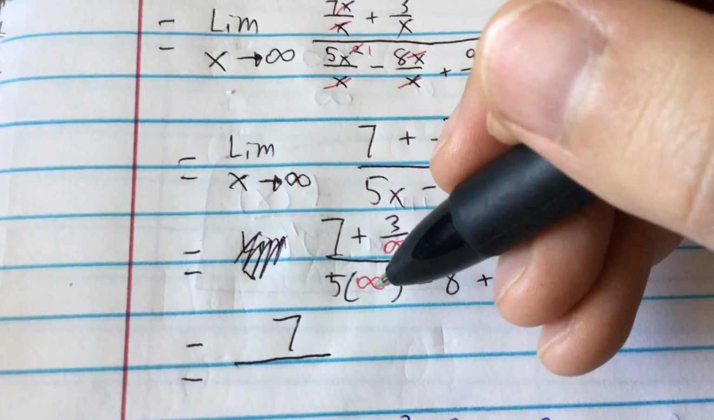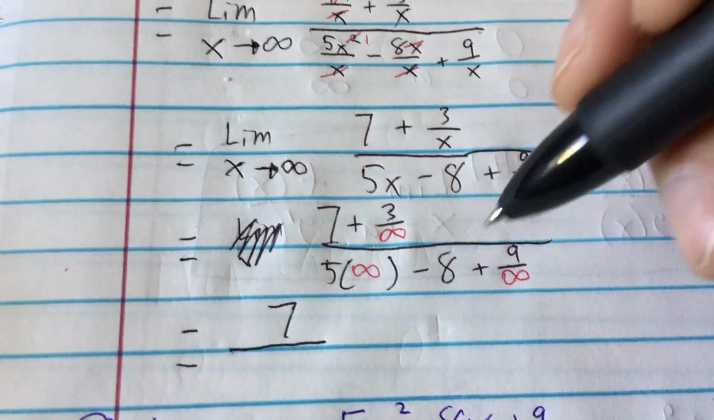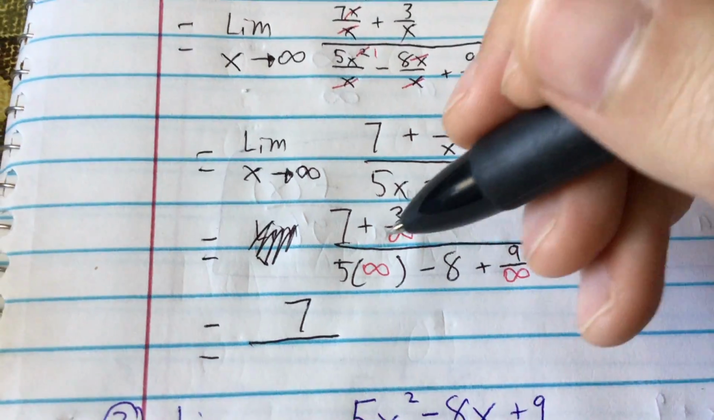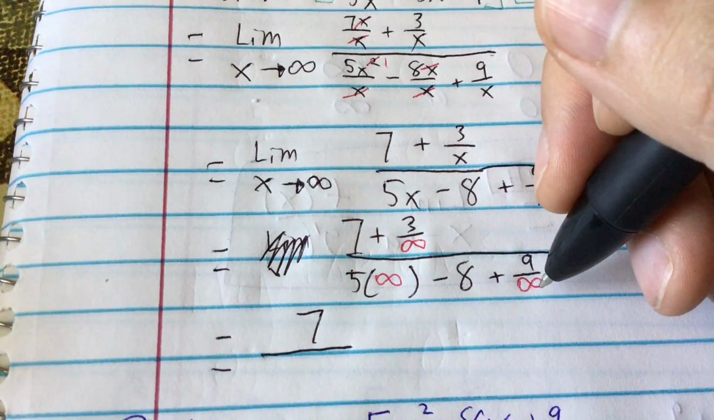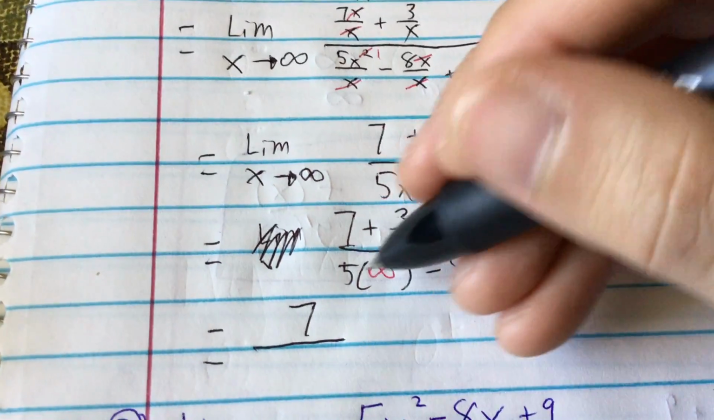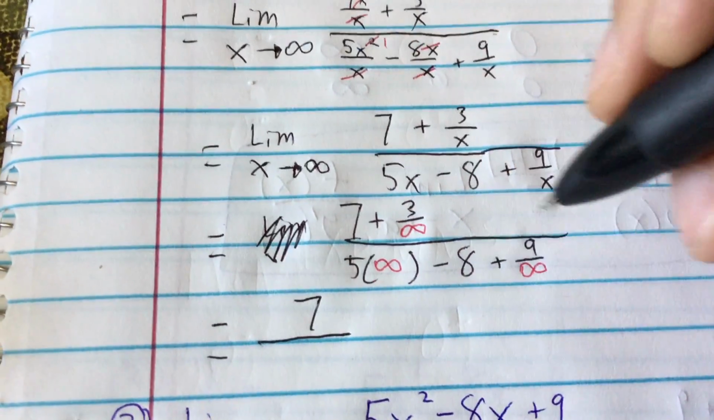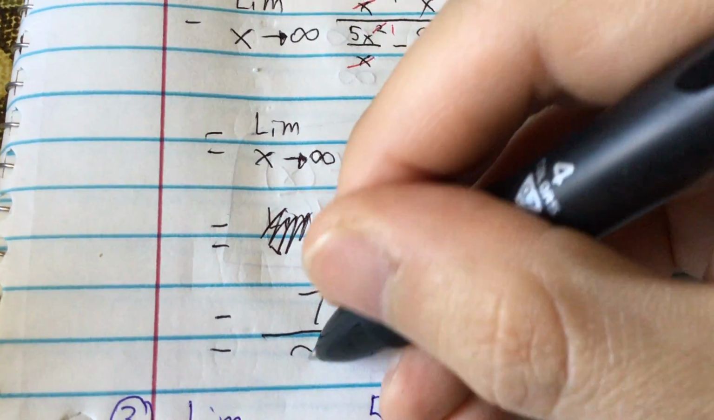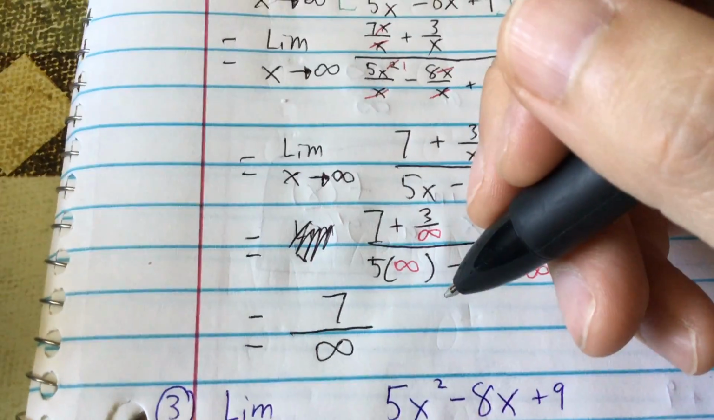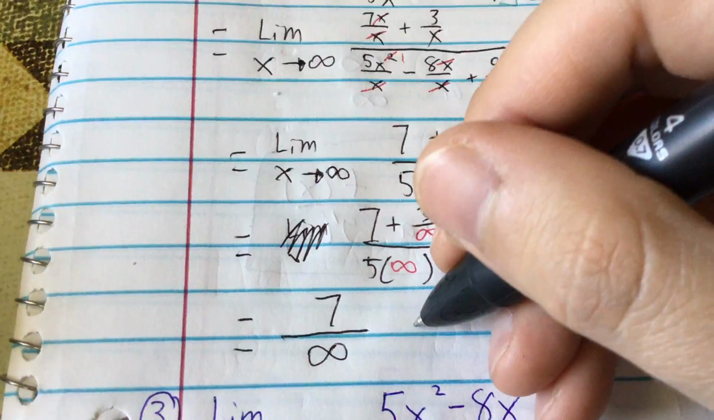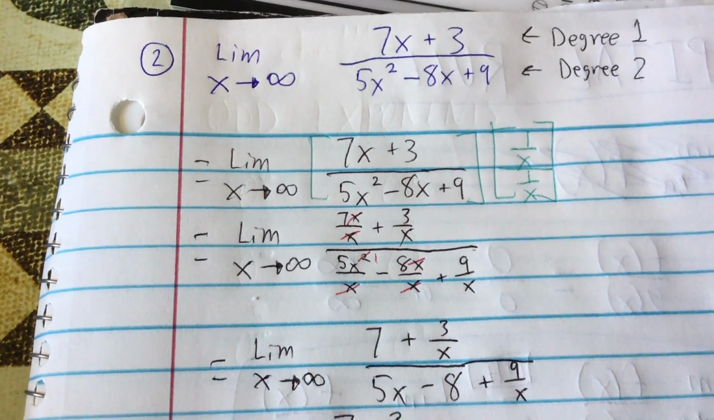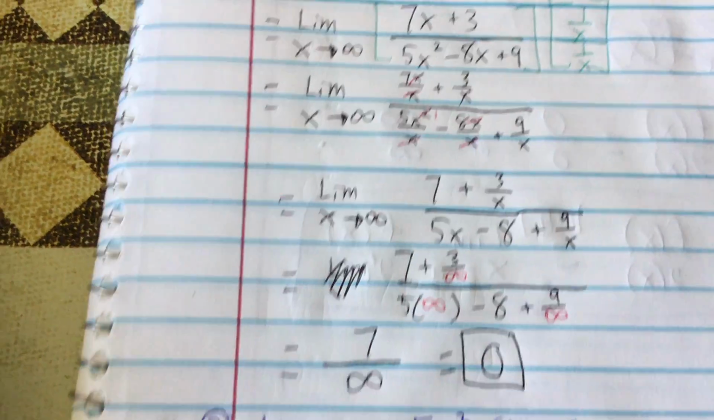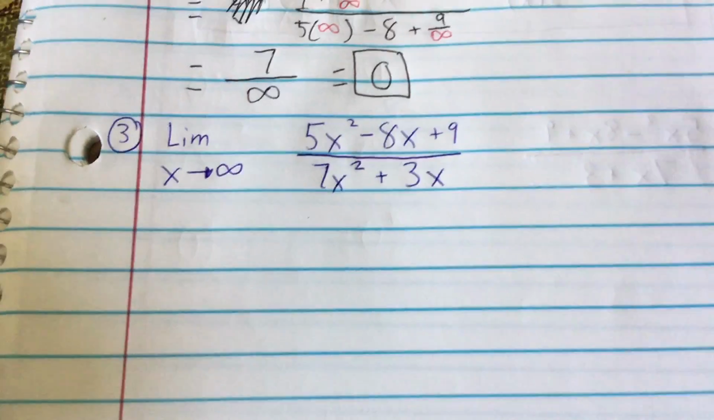Then I've got 5 times infinity, which is infinity, minus 8. You don't stand a chance against infinity. Infinity minus 8 is practically infinity. And then I'm going to have added 9 over infinity, or 0. So basically 5 times infinity is infinity minus 8 plus 0. Or in the end, we get 7 over infinity. Well, let's just go back. If I have a number over infinity, that typically goes down to 0. So the limit as x approaches infinity of 7x plus 3 over 5x squared minus 8x plus 9 converges to 0. Okay? Now, I'm going to throw a curveball.